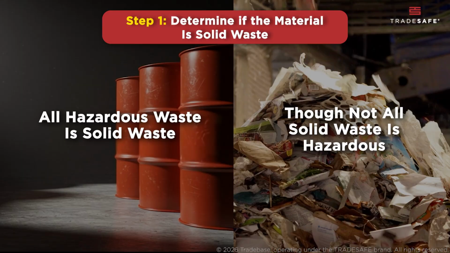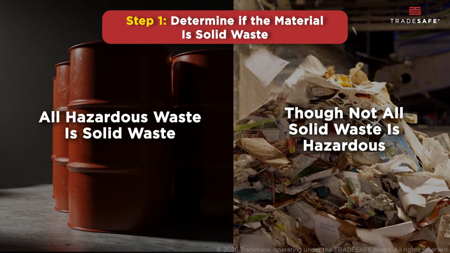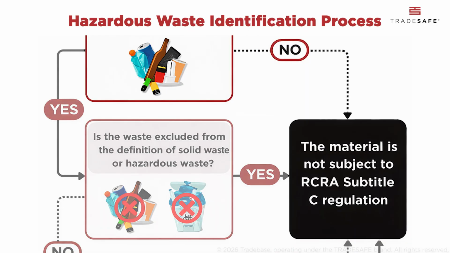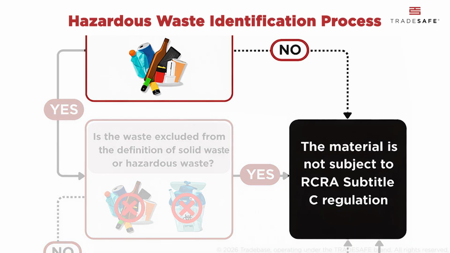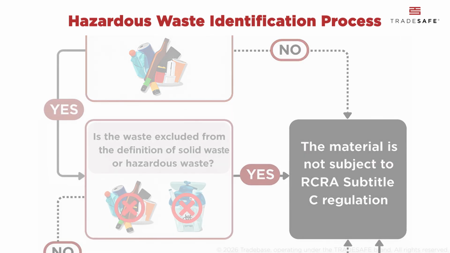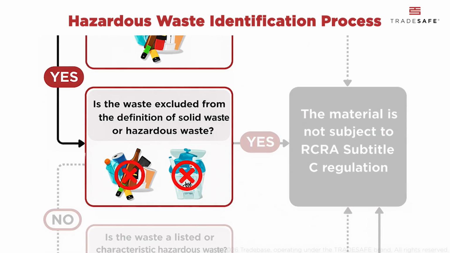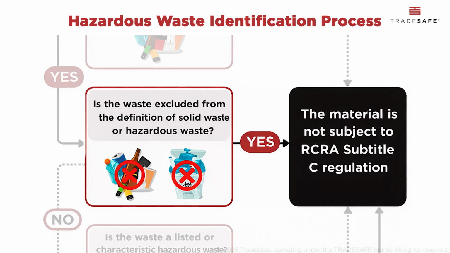The RCRA rule notes that all hazardous waste is solid waste, though not all solid waste is hazardous. If the waste is not a solid waste, then the material is not subject to the hazardous waste rules. But if it is a solid waste, then the next step follows. The second step is to determine if the waste is excluded or exempt from the definition of solid waste or hazardous waste. If yes, then it's not regulated as hazardous, but if not, then Step 3 will take place.